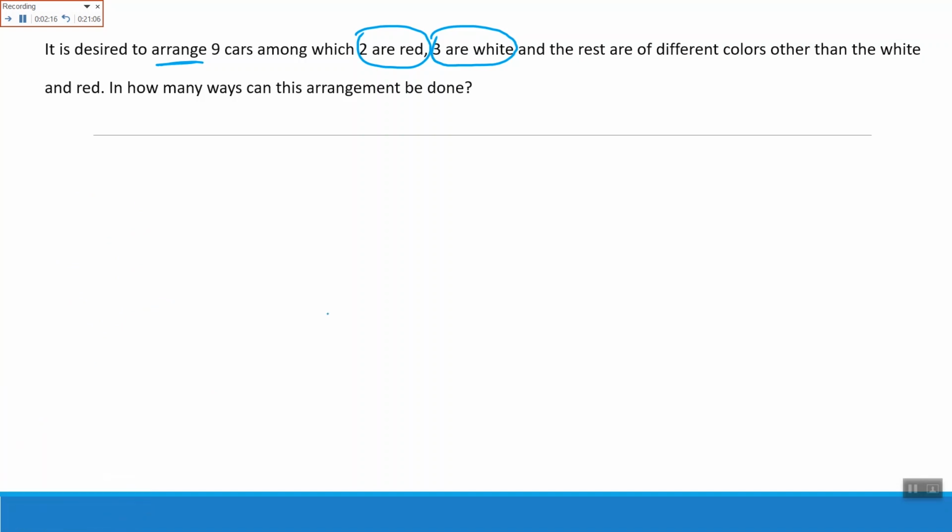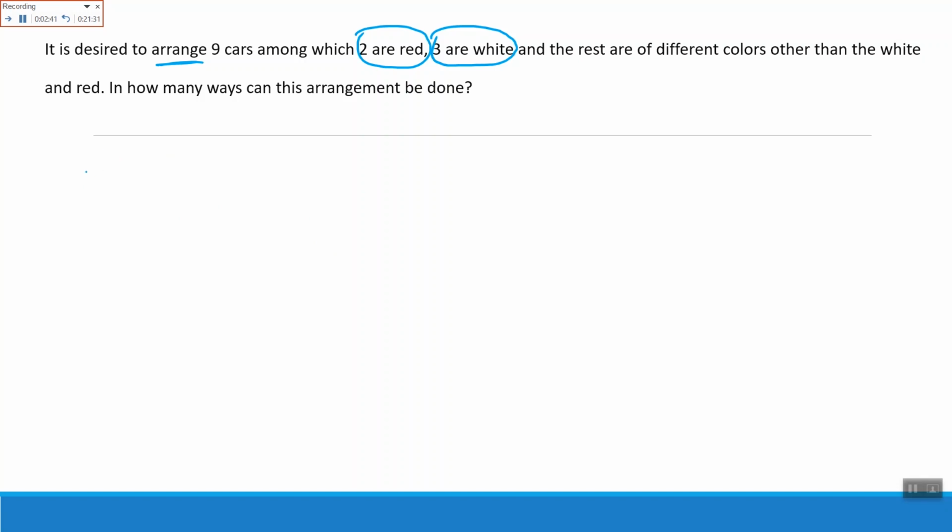So where is the permutation? The permutation is which color do we start with? Do we start with white and then red and then the other colors? Or is it red and then white and then the other colors? Or is it one of the other colors and then red and then another color and then white? So there is an arrangement between the colors themselves, but inside each color, arrangement is not important.